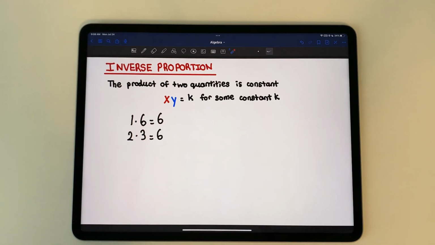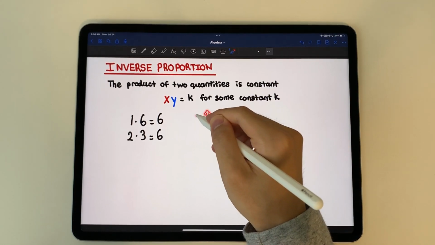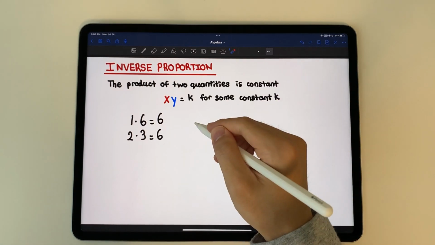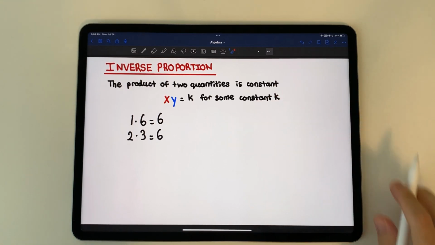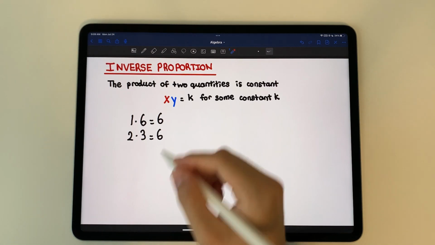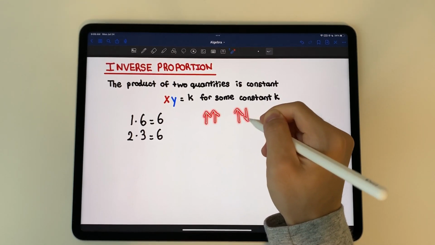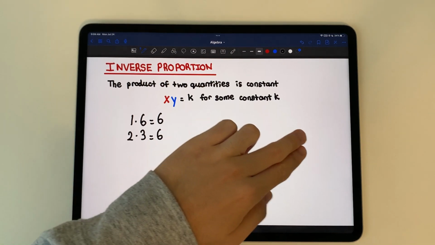So in direct proportion, increasing one variable increased another, like so. But in inverse proportion, we go the other way. If one quantity increases, then the other has to decrease to keep everything balanced. So that's how I would remember it. Direct goes like this, and inverse goes like this. Okay? So let's take a look at two examples which I've prepared.